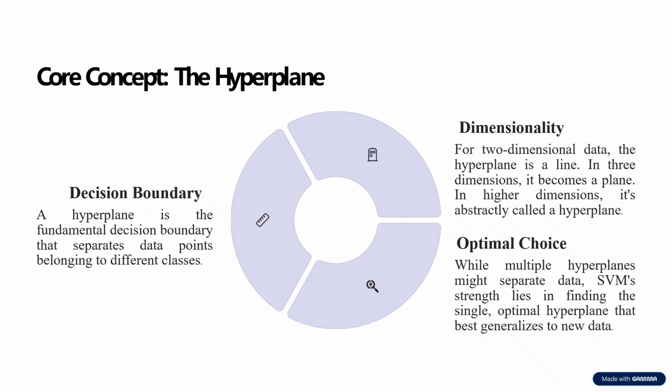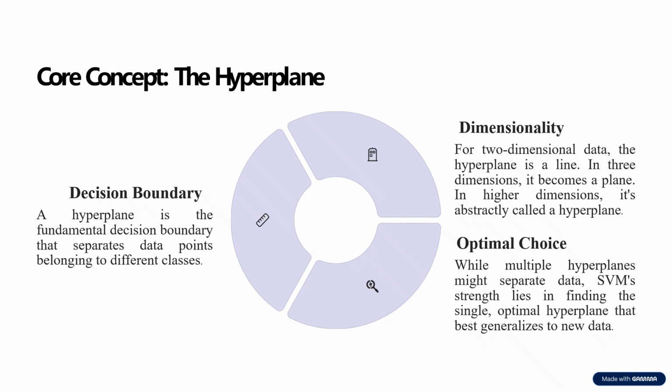What is the core concept? The core concept is, first, what is a hyperplane. We said that a hyperplane is a line which separates the data sets. In this case, there are three things we are going to represent in the hyperplane: a decision boundary, dimensionality, and optimal choice. The hyperplane is the fundamental decision boundary that separates the data points belonging to two different classes. So I segregate the two different classes and draw a line. That line is called the hyperplane, the decision boundary.